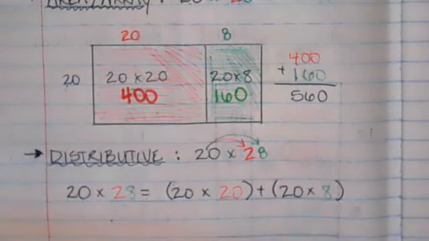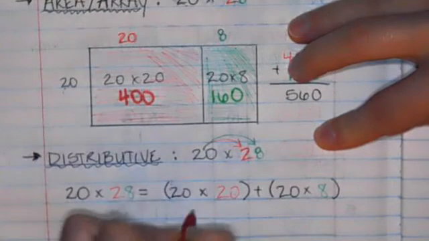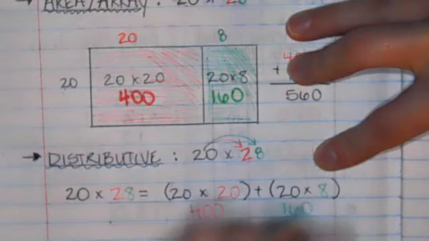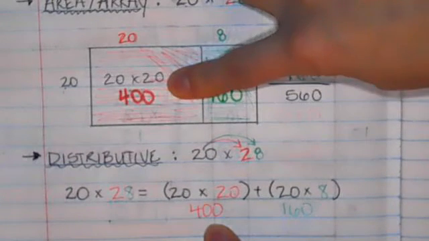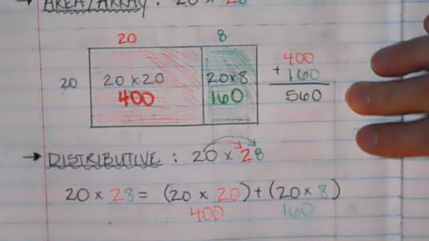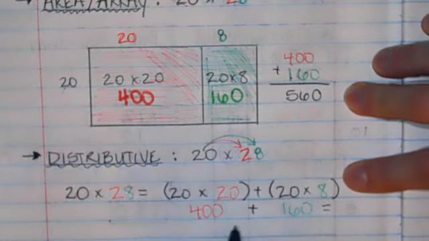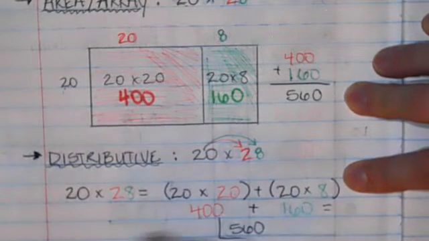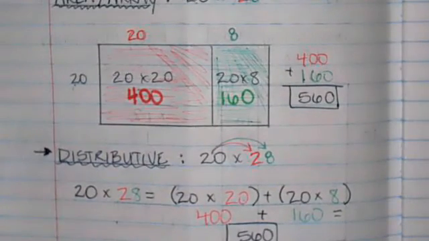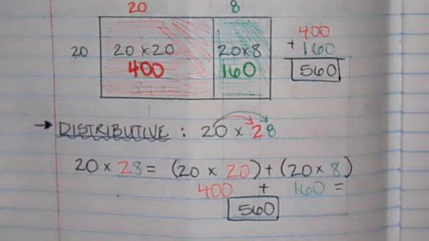What I will do is multiply these groupings together, or these associations together. 20 times 20 is 400, and 20 times 8 is 160. You are going to notice that you had these same partial products in the area model above. When you do 400 plus 160, you find that your product will be 560, just like it was in the example above.